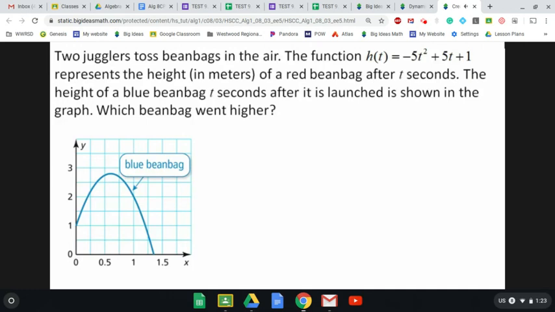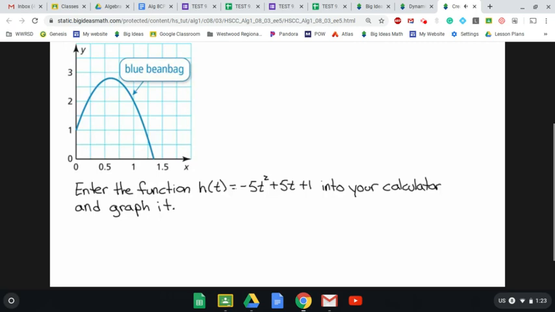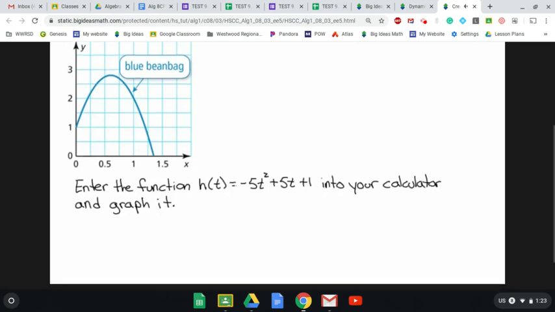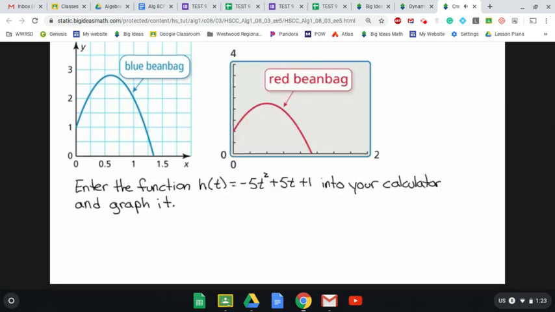Which beanbag went higher? First, enter the function h of t equals negative 5t squared plus 5t plus 1 into your calculator and graph it. Notice that the blue beanbag reaches a maximum height between 2 1/2 and 3 meters. Notice that the red beanbag reaches a maximum height between 2 and 2 1/2 meters. So the blue beanbag went higher.